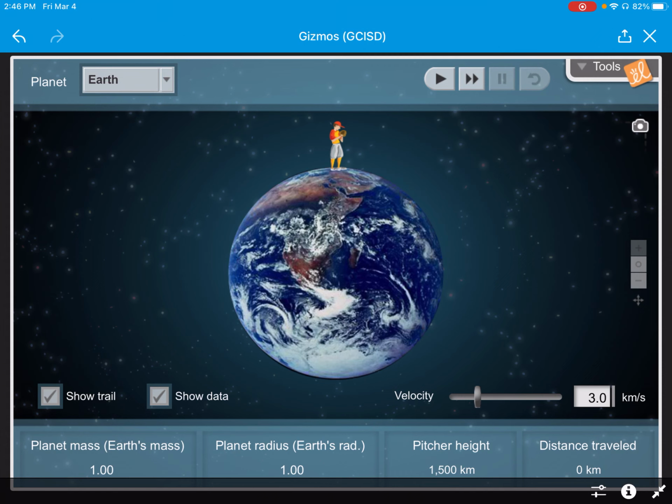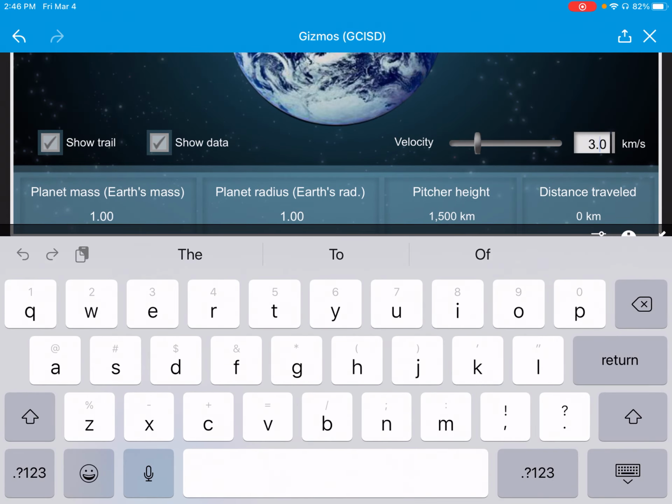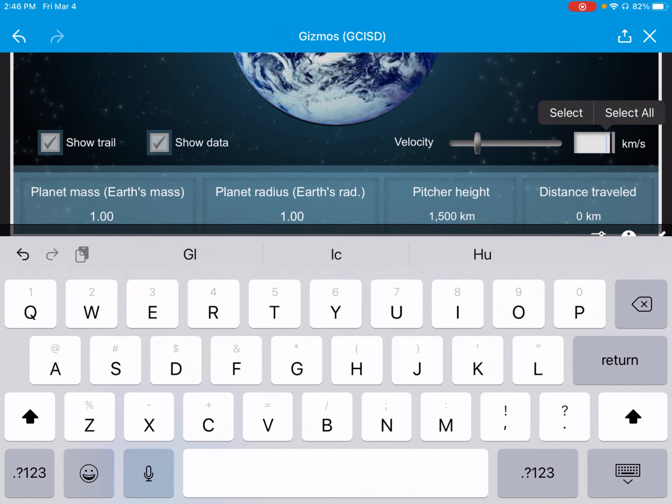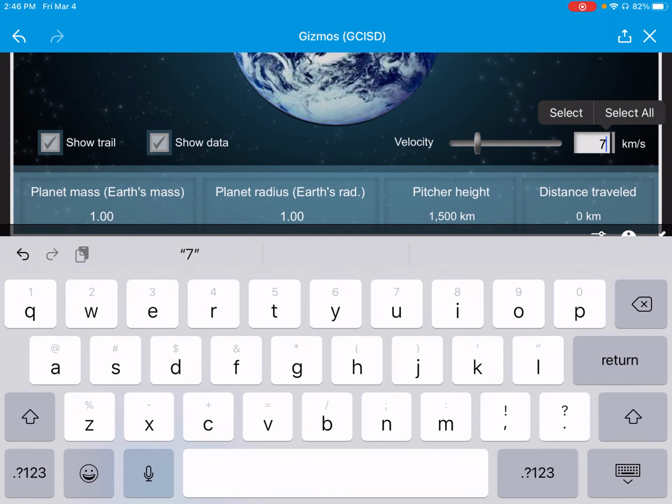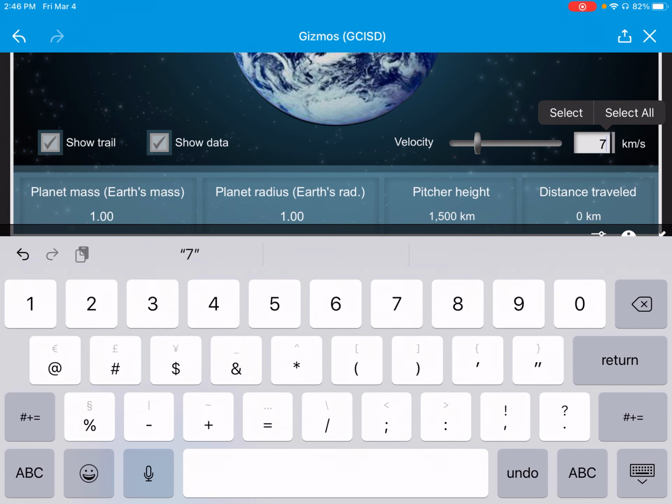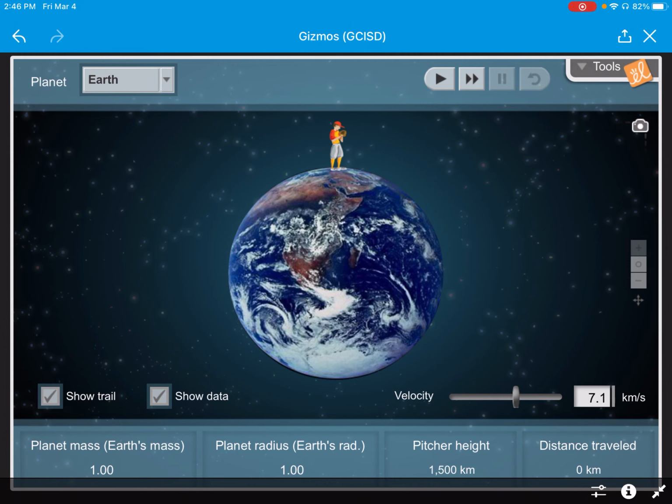Okay, so here's the gizmos pulled up, and we said that the velocity when we did our calculations was 7.1 kilometers per second. There we go. Now we'll just go ahead and hit play and see what happens. And it looks like our math was right. Oh. Uh-oh, he should have worn a helmet.